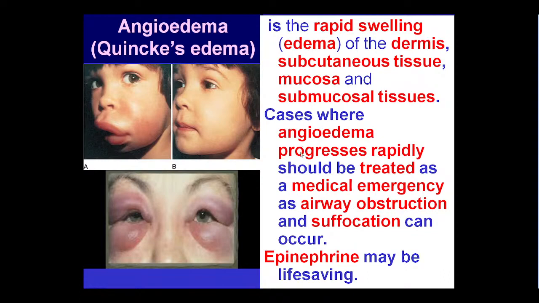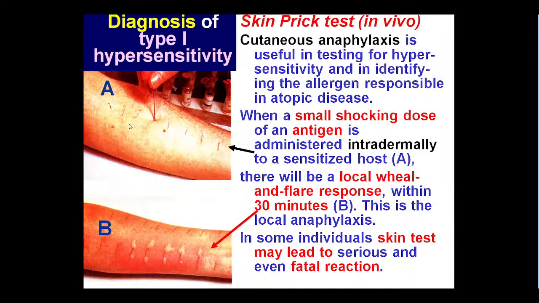Cases where angioedema progresses rapidly should be treated as a medical emergency, as airway obstruction, using epinephrine. We talked about this. Epinephrine is the substance for medical emergency in case of the development of the anaphylactic reaction, and one of the very dangerous forms of this reaction is angioedema involving the airways of the patient.